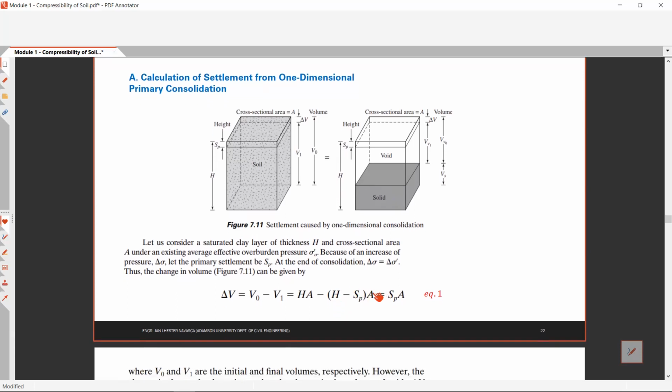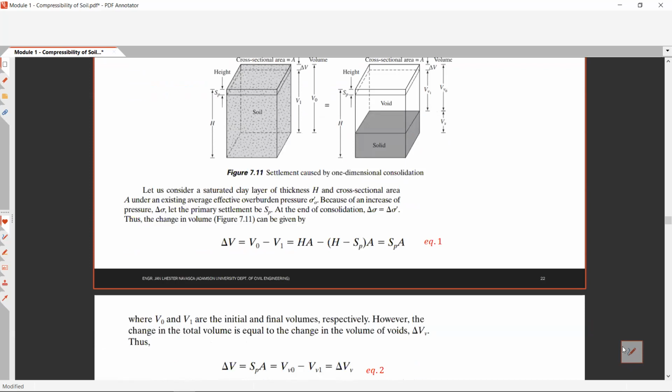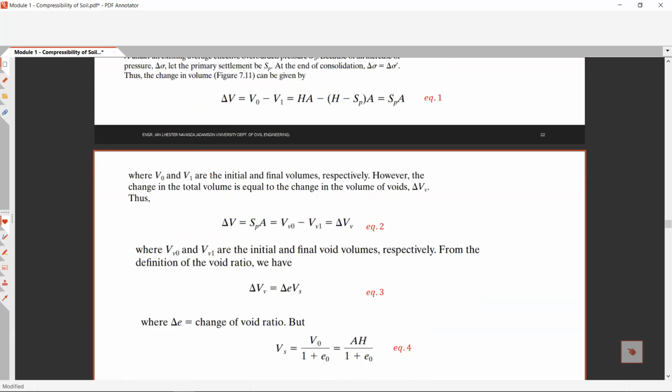So, distribute HA. Okay, distribute the HA. So, the HA will cancel out, and what is left is SPA, or the change in volume, the primary settlement times area. That is equation 1. Now, V sub 0 and V sub 1 are the initial and final volumes.